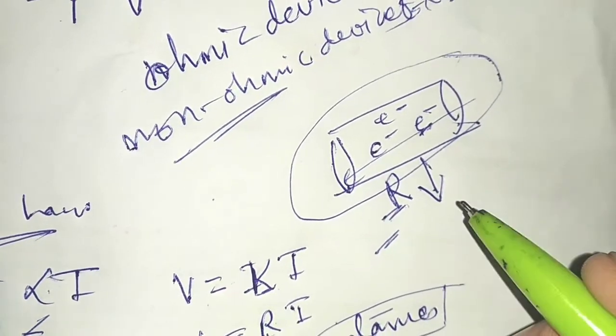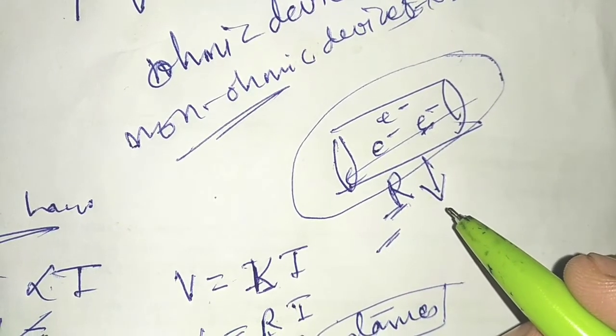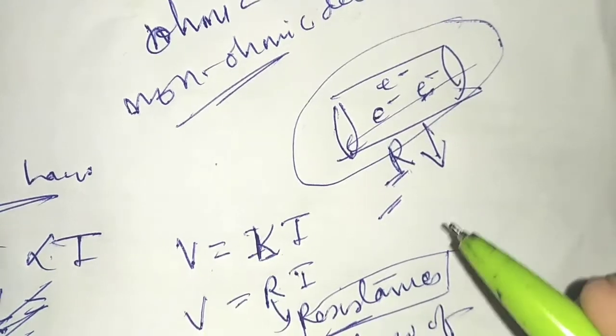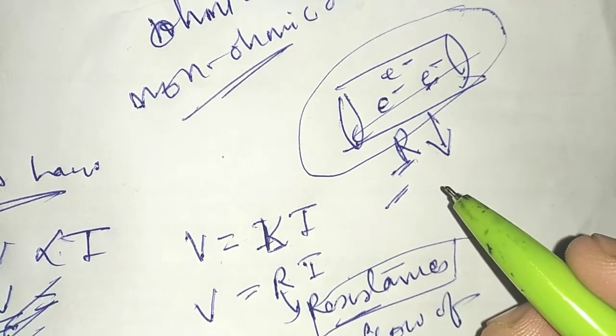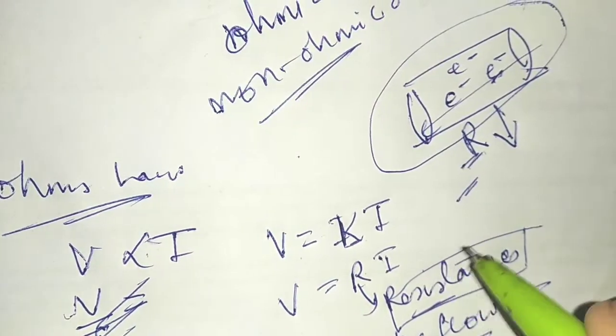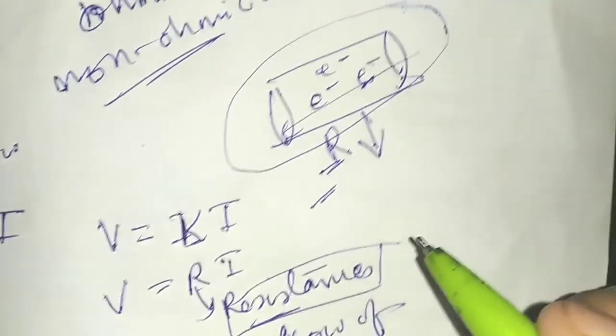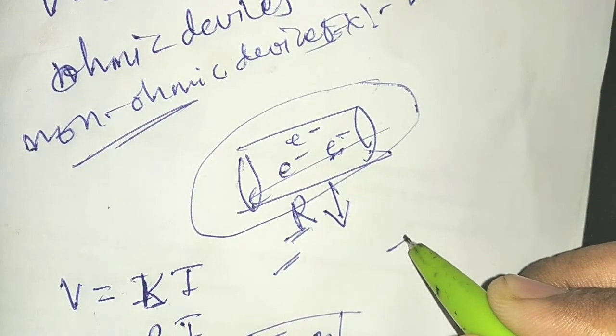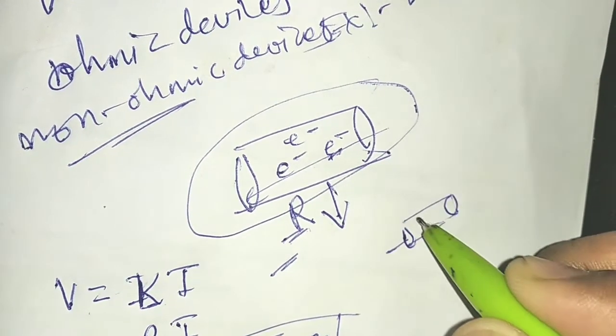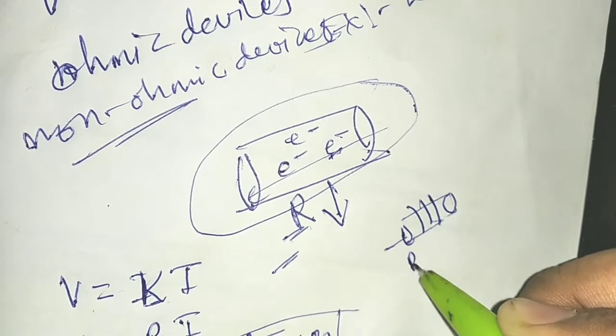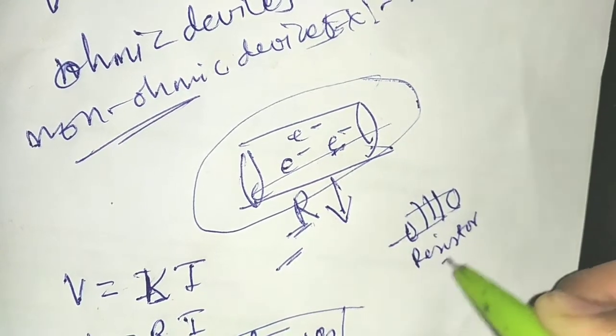Like copper wire, it has less resistance. Aluminium is also a good conductor, but aluminium wires are a little bit costly. Fine, so this is what we understood about resistance. And one more thing I can tell you, students: there is a device which will have some color codes. This is called a resistor.